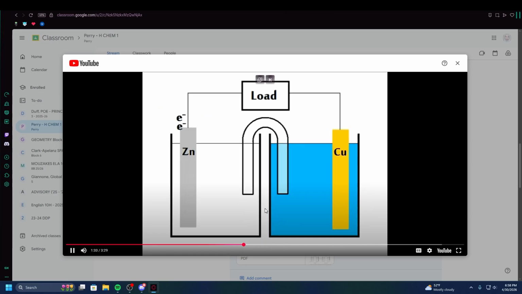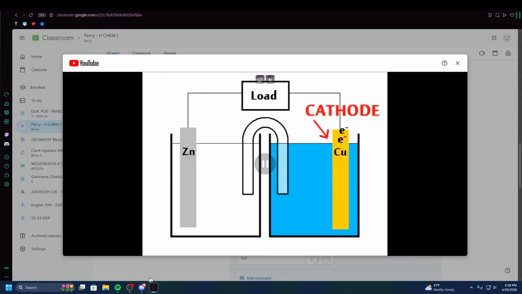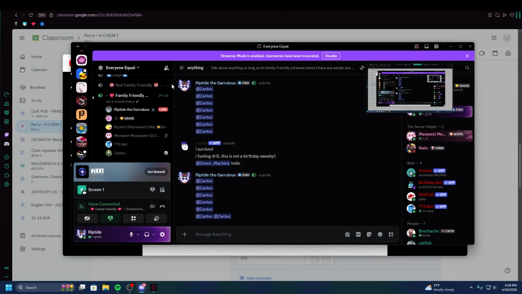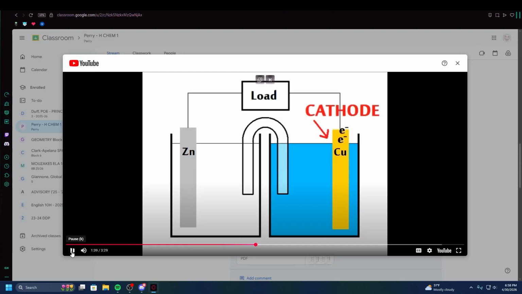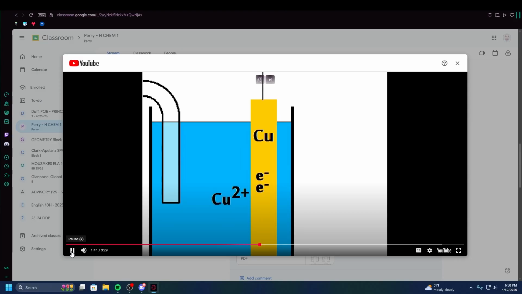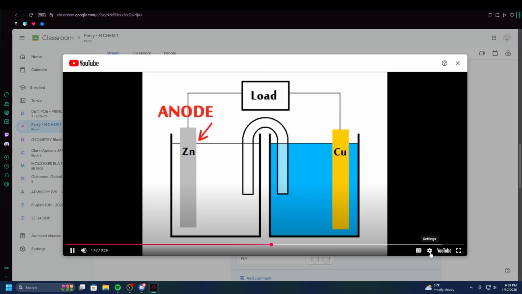Electrons are lost there and go through the wire and through the load on fire. They enter the cathode and reduce the cations, and the anions go through the salt bridge back to where we start. The anode.